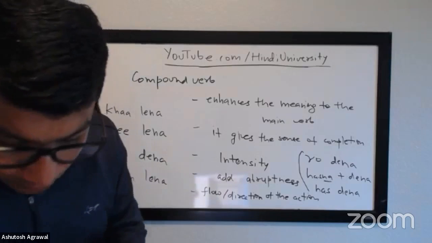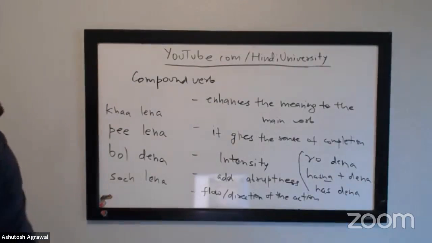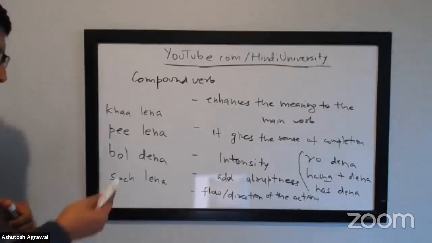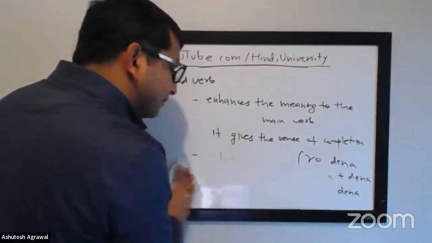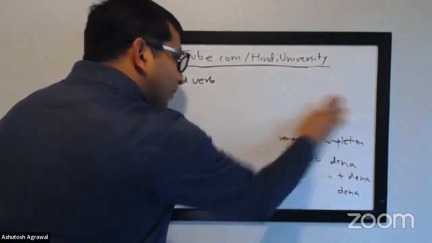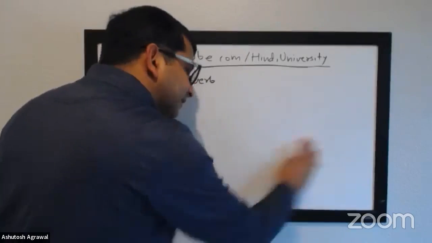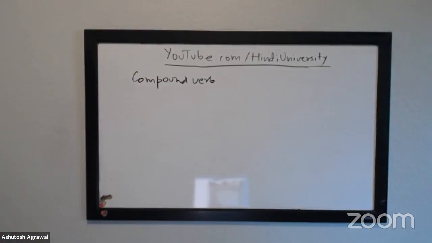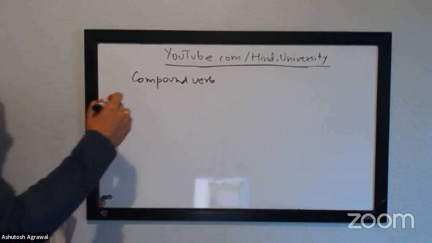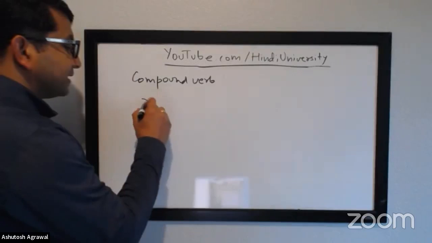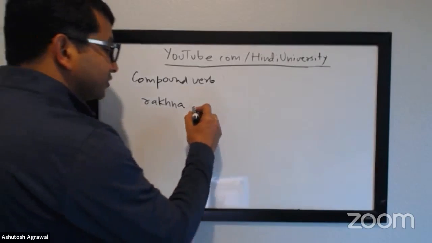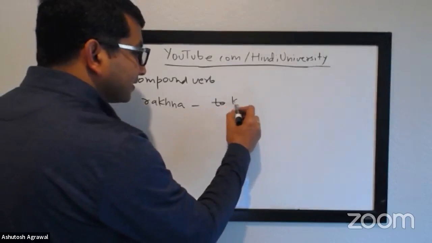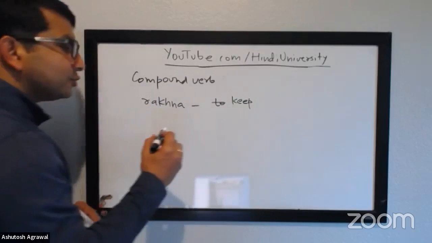Okay, so now let's go over some examples. And as you said, we'll go over soch lena and then what Sharanji asked as well. Now I'll give you a simple example with and without a compound verb, and I'll give many more examples, and then we'll do the quiz later on. So imagine a simple example, which is basically rakhna. I'm going to use it from Usha Jain's book. Rakhna is to keep.